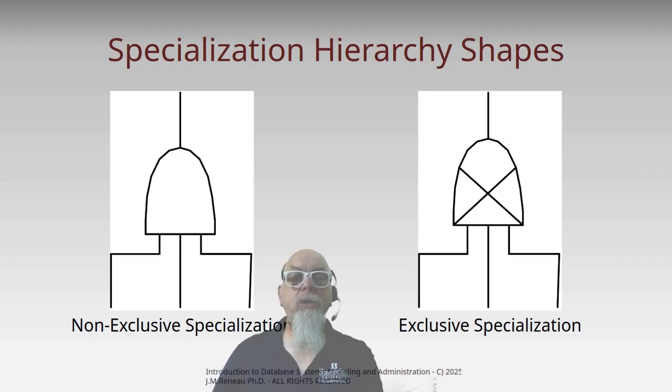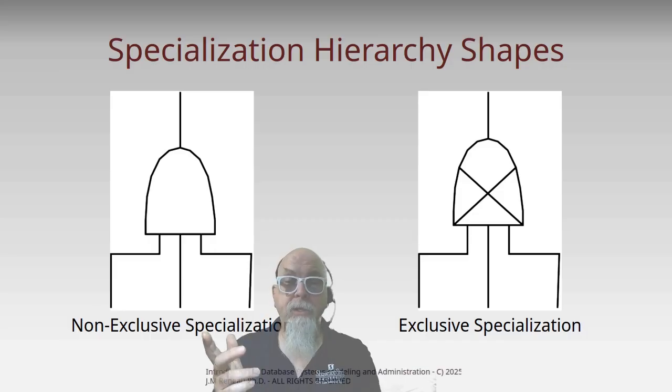Here are the two shapes that we're going to be using to represent our specializations or generalizations. The non-exclusive specialization is the or symbol with the children and the parent going from the top to bottom, and the exclusive specialization is the same shape with an X in it, saying you can only have one of the specializations.